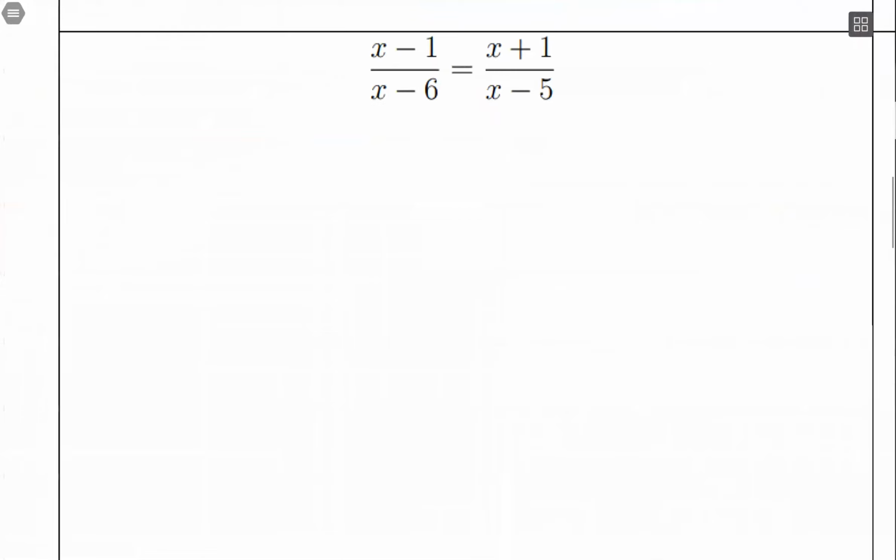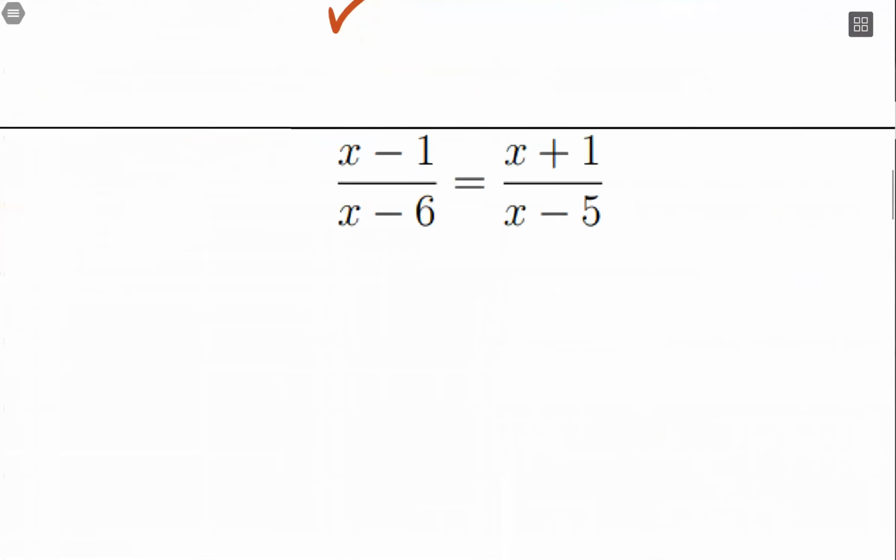All right, 2 more examples here. In this case, we have a fraction equals a fraction. Now, if you've learned cross-multiplying before, we can absolutely do that here. Cross-multiplying occurs when you have a fraction equals a fraction, and then you multiply diagonally. So we'd have x minus 1 times 5 equals x minus 6 times x plus 1.